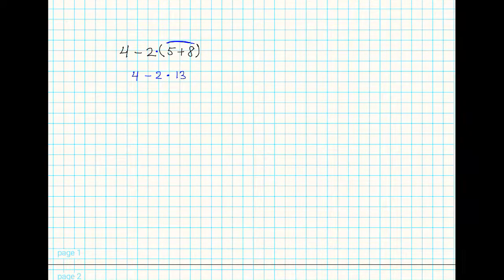And I'm basically writing everything around that 13. That is just that 13 is the first thing I did. Now in this case, we have a subtraction to deal with and we have a multiplication. And the convention is we always do multiplication and division before we do addition and subtraction. So the 2 times 13 is going to take precedence. So I'm going to do 26 there. And I'm going to subtract that from 4, and I'm going to get negative 22.